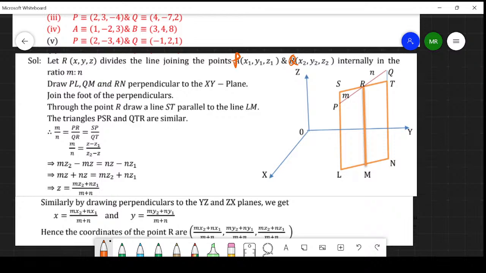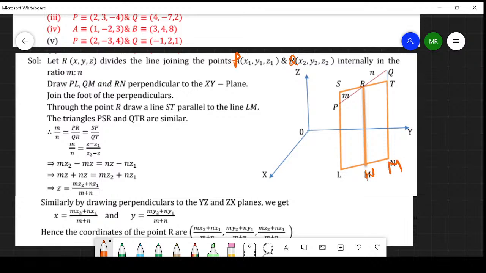Next, draw PL and QM. Here you should be careful. This is PL, and QN and RM. For the given figure, the points need changing: this is L and this is N. There is a printing mistake, so be careful.